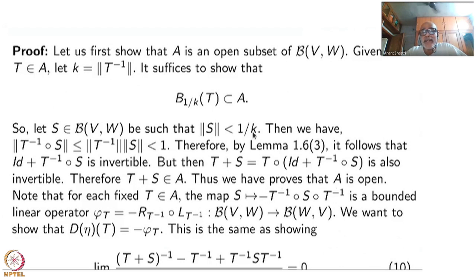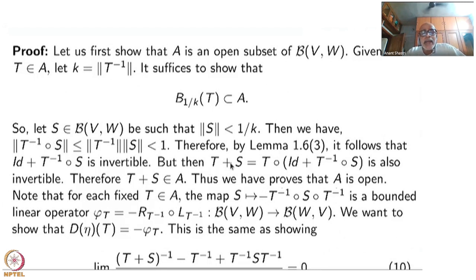That is the whole idea of why I took k equal to the norm of T inverse. T inverse, norm of T inverse, will cancel out, so it is less than 1. Therefore, by the lemma that we have stated and indicated the proof of, Lemma 1.63, it follows that identity plus T inverse S is invertible. Here you can take minus S, and it will become plus. Identity plus T inverse S is invertible because its norm is less than 1.